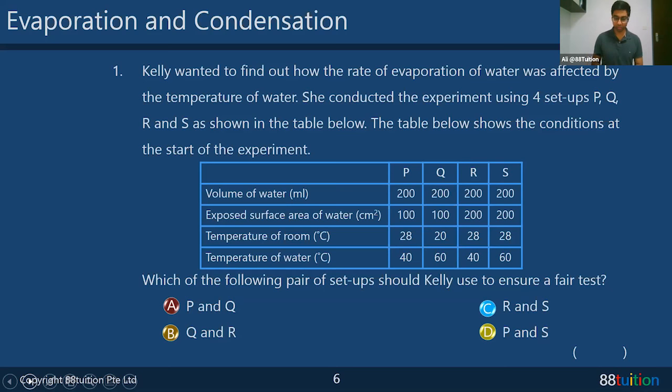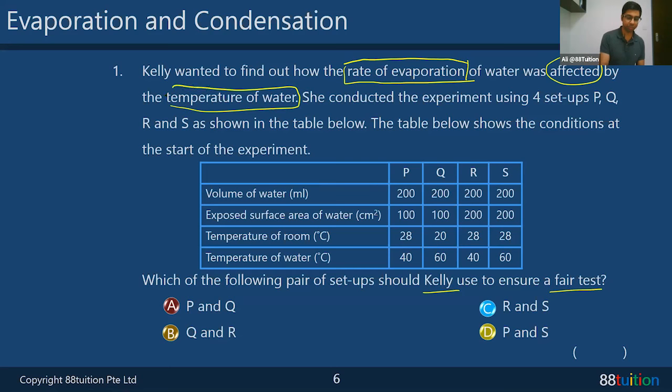Which of the following pair of setups do Kelly use to ensure a fair test? This is very similar to the quiz that I gave you. Kelly wanted to find out how the rate of evaporation, as usual, we're always testing this, was affected by the temperature. Isn't this what we just did? Very nice that the question is the same thing. So what is this? Dependent factor versus the independent factor.